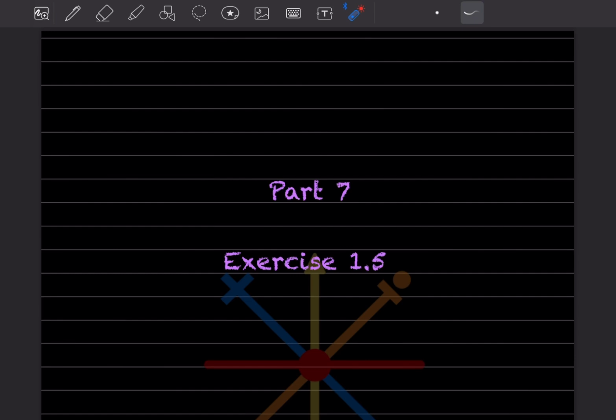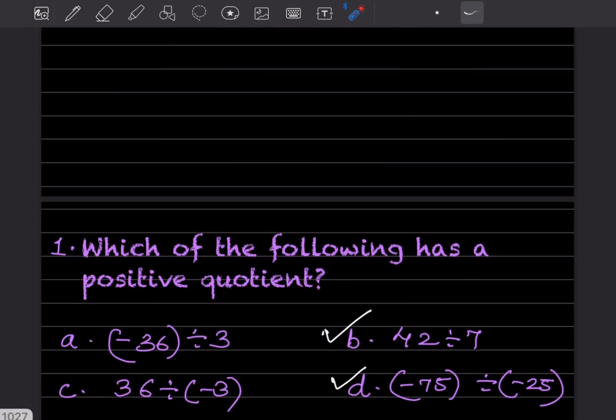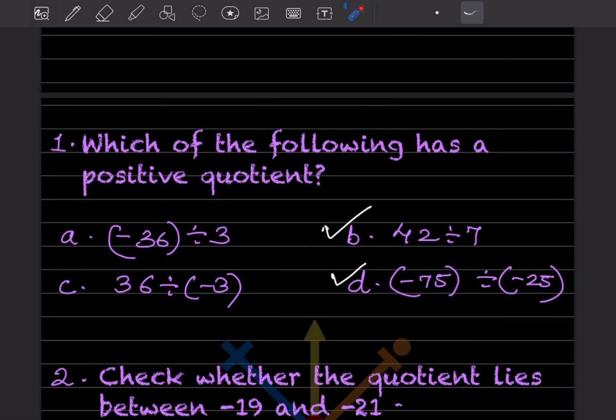So today we'll do part 7. In that we'll see exercise 1.5. So here it says, which of the following has a positive quotient. So now see here, these options are given: A, B, C, D.